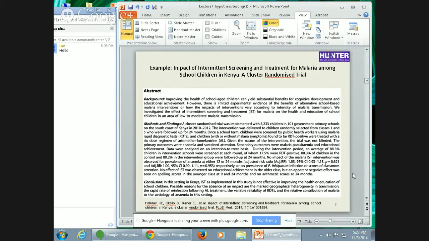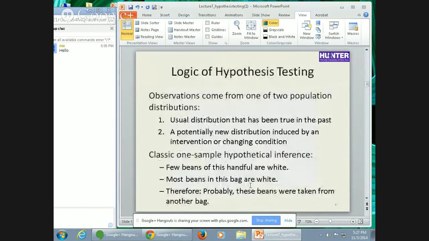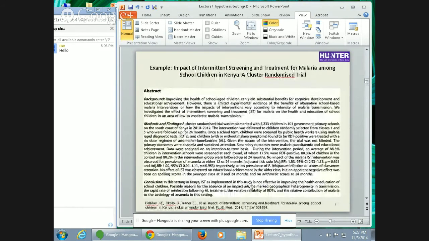Well, they save a bunch of money on spending. They thought this was effective and wanted to spend all this money on it. It wasn't. I'm sure it's not what they're expecting. What did they say? Marked geographic heterogeneity in transmission, rapid rate of reinfection following treatment.